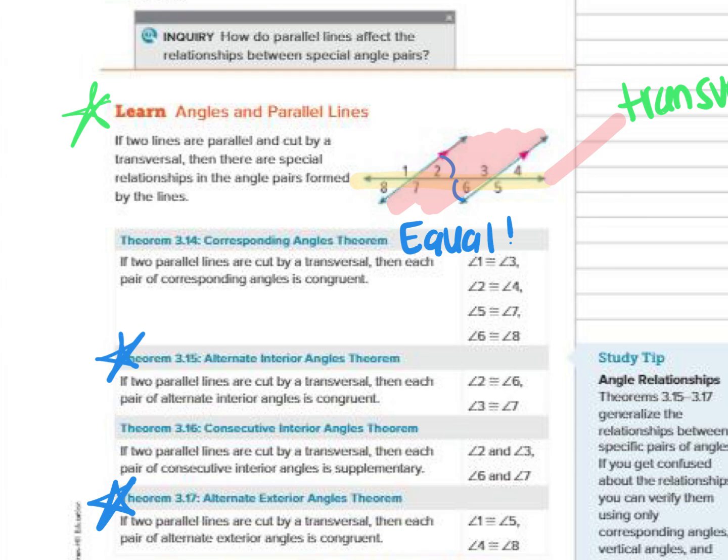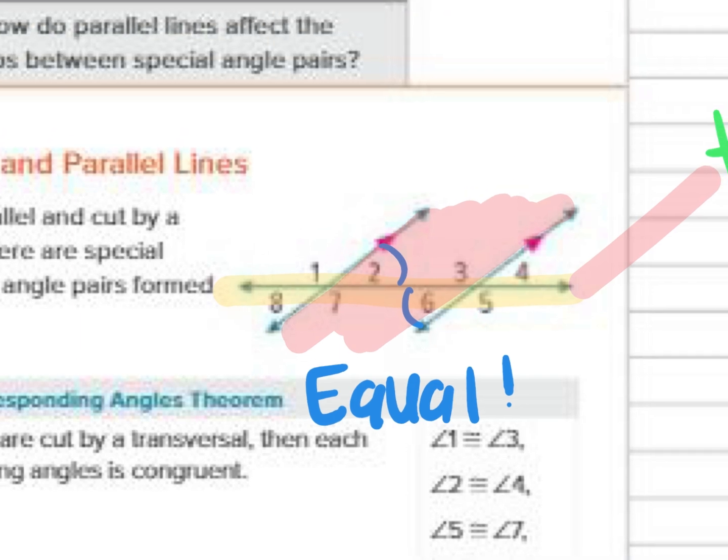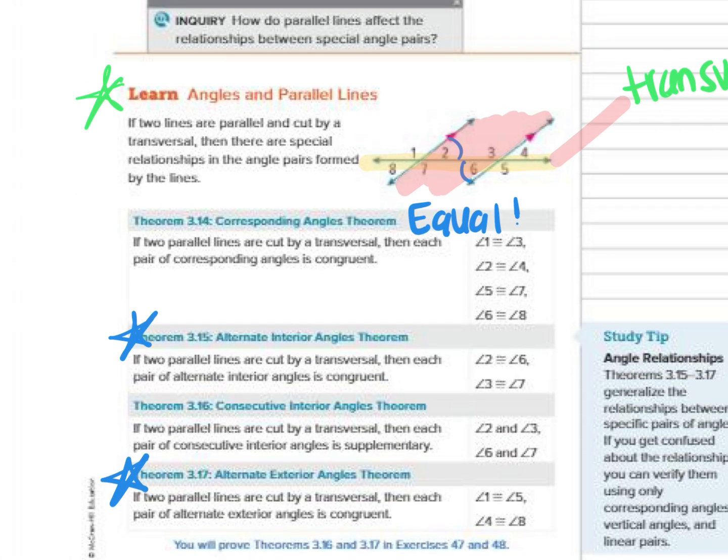And let's also look here. Angle 2 is an acute angle. Angle 6 is an acute angle. So they're the same. And so that special property there will also be that they are equal measure.